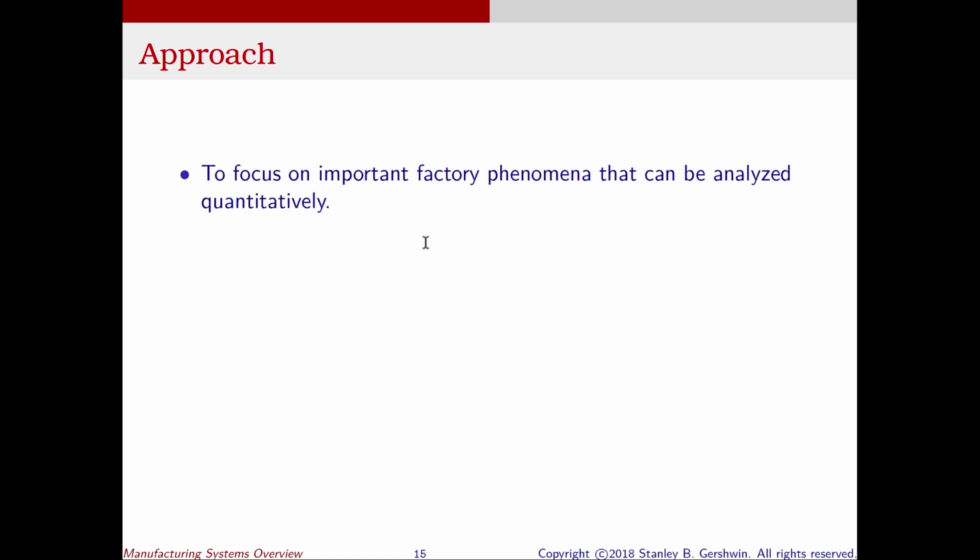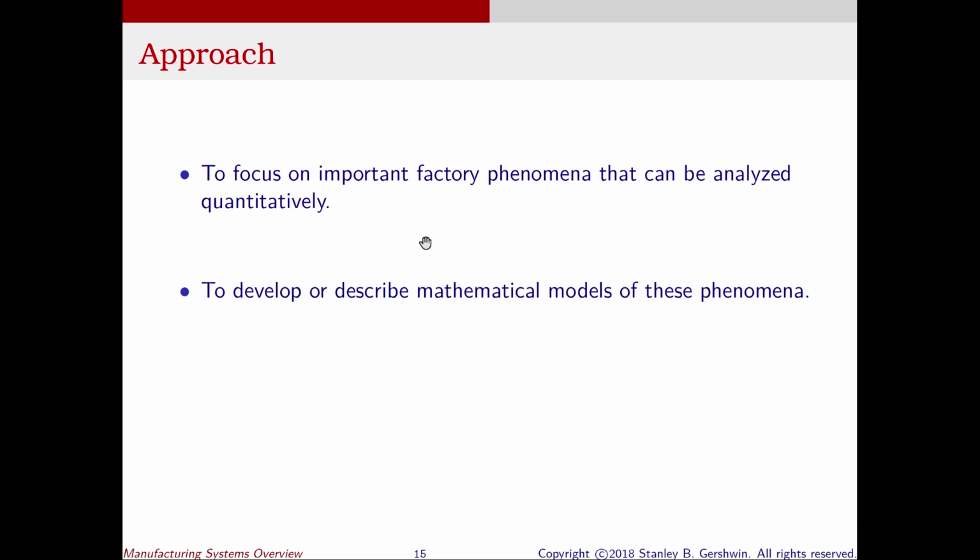The approach is to focus on important factory phenomena that can be analyzed quantitatively. We will look at some of these phenomena in a very fundamental way. Also, to develop or describe mathematical models of these phenomena. Mathematical modeling and analysis is a very important part of the course. In the next few weeks, we will be reviewing basic probability because we'll be focusing on randomness in factories. To study the required mathematics only as deeply as needed. This is not a math course, but some math is needed, and it might feel like a math course at some times.